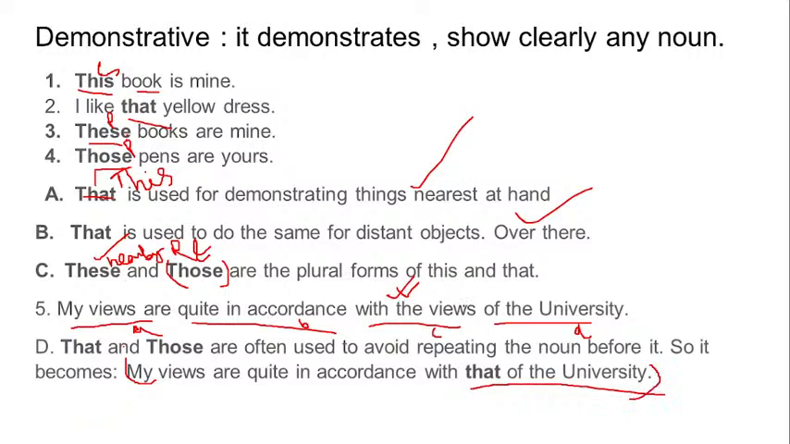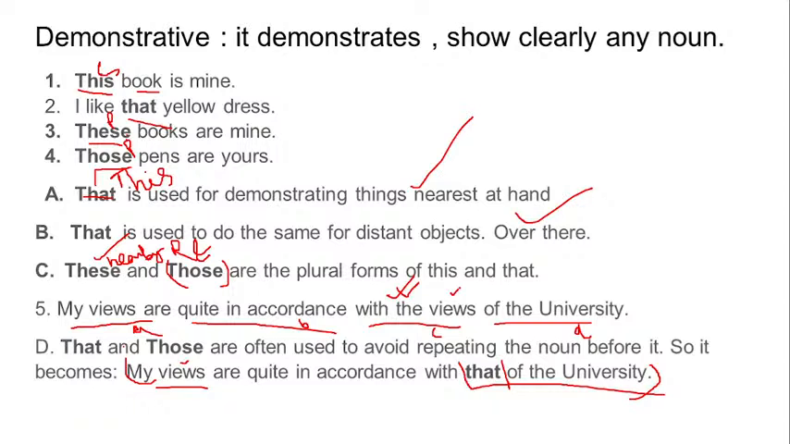But how did it become that, and what is the function of this pronoun that I have used? That can be used to avoid repeating the noun before it. See, I have already said my views. So views is the noun which I have said once. My views are quite in accordance with. Now, if I say the views again, there's a repetition, and usually we don't encourage repetitions like that in grammar. It doesn't sound nice. So if we use that along with it, it makes it more correct and more pleasant to hear.